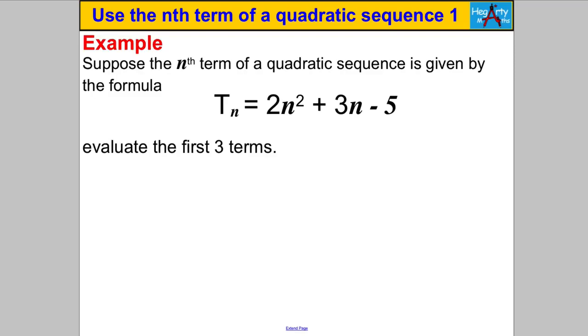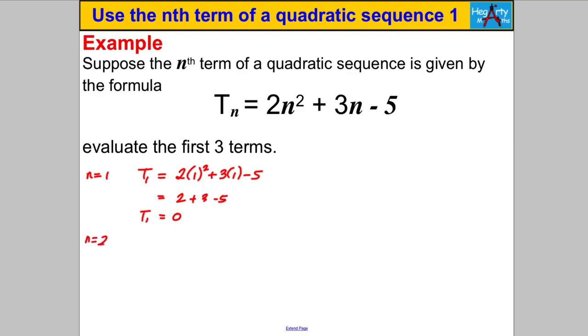Same old stuff, this time we've got to work out the first 3 terms. So let's make n equal 1, and we're going to work out T1. So T1 is equal to 2, 1 squared, add 3 multiplied by 1, take away 5. So 1 squared is 1, 2 multiplied by 1 is 2, 3 multiplied by 1 is 3, so 2 add 3, take away 5. 2 add 3 is 5, take away 5 is 0. The first term is therefore 0.